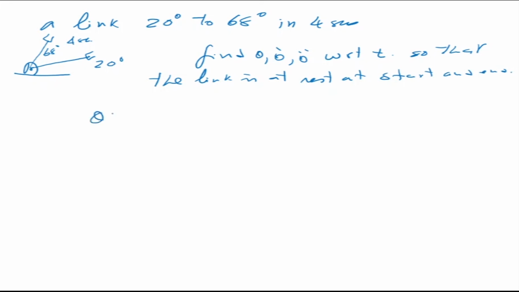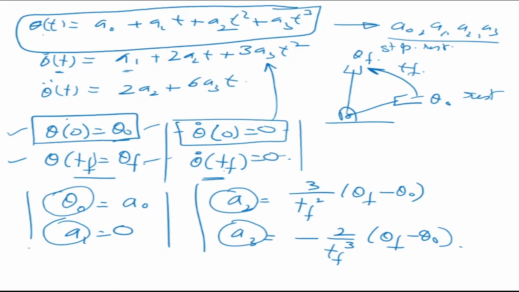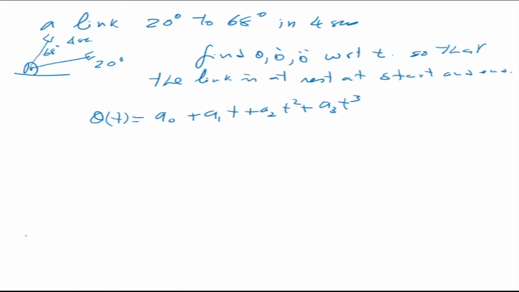So I can write down the equation of the polynomial. Theta of t is equal to a0 plus a1 t plus a2 t squared plus a3 t cubed. And by using the previous values that we found, I just put in the values. So this is my theta naught, that's my theta f, time tf is there. So I can find out very easily by putting these values.